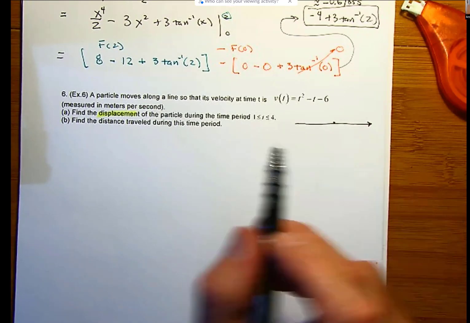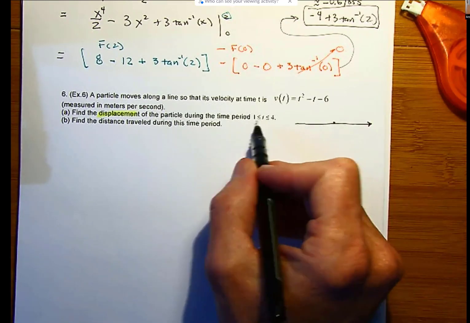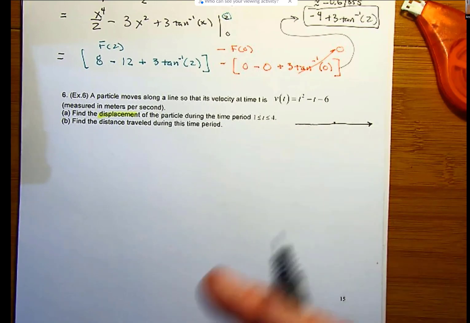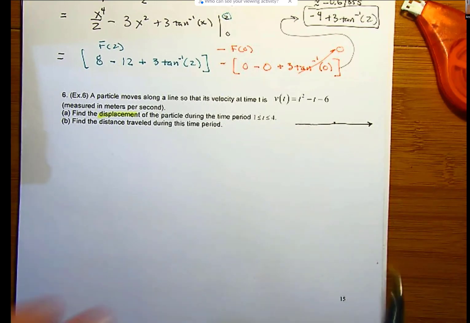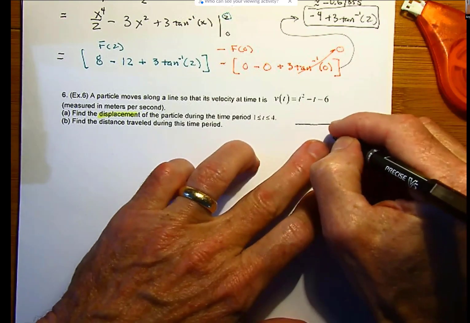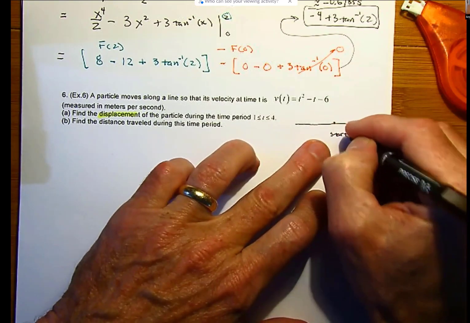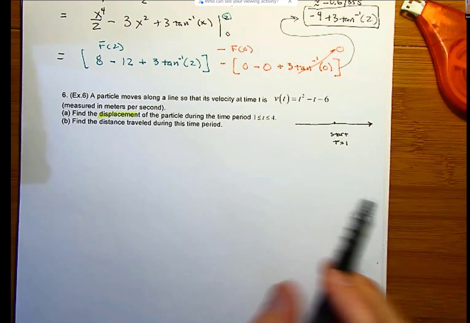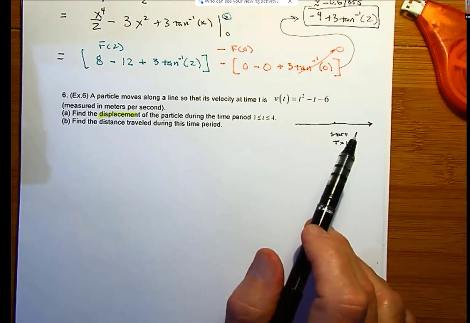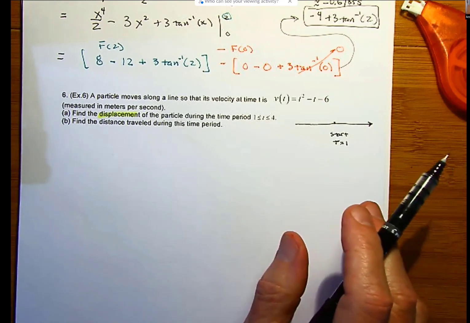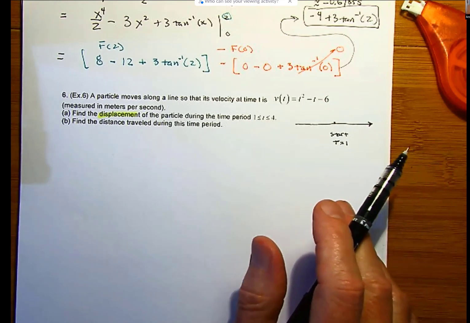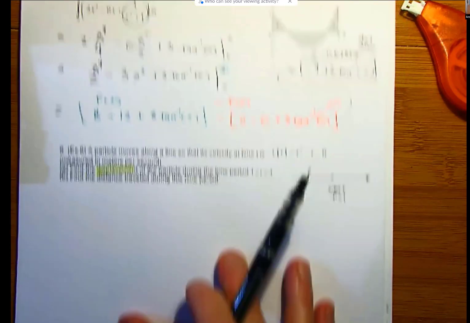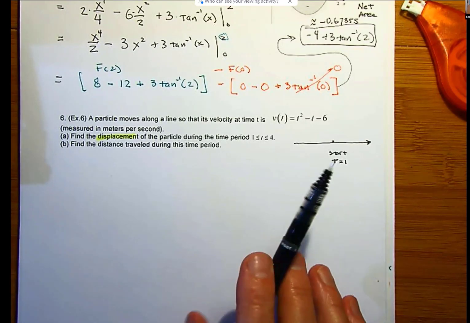Now, we have some context here. We're not going to look at everything. We're only going to look at the time where we're going to start observing the particle at 1 second. And I don't know which way the particle is moving. Now, theoretically, you don't need a picture at all. If you understand the net change concept, the fundamental theorem, you can do this problem without a picture and come up with a good result.